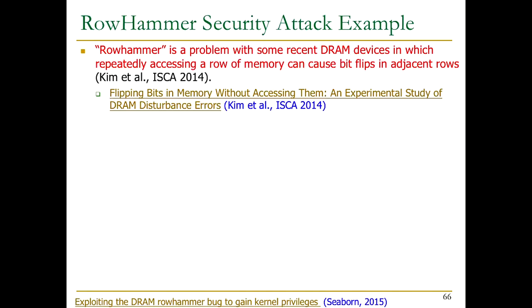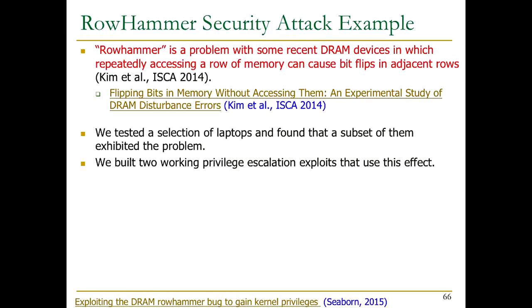They tested a selection of laptops, and they found a subset of them were vulnerable to this problem. And they built two working privilege escalation exploits that use this effect. One of them takes over the Google native client, which is not that interesting in my opinion, although it's interesting for Google, of course. It's their virtual machine in a sense. But the other is much more interesting.